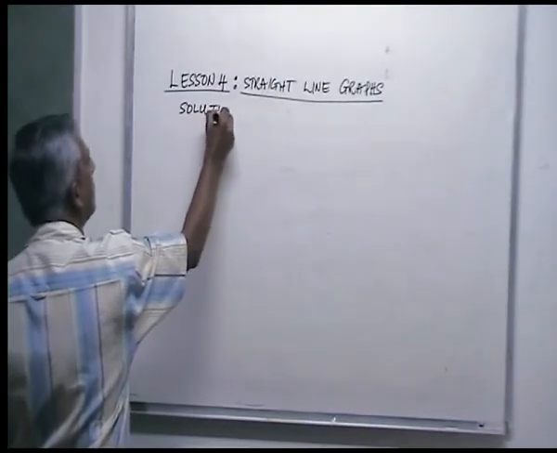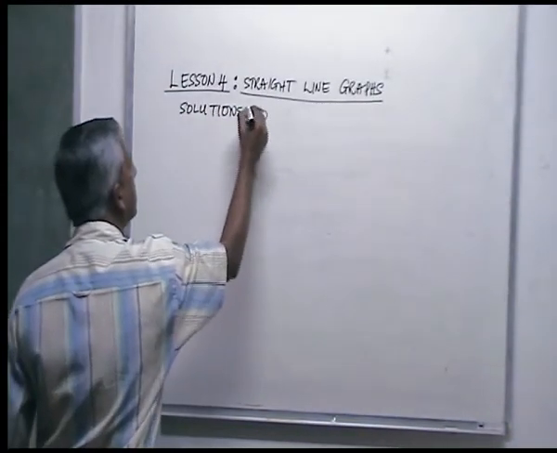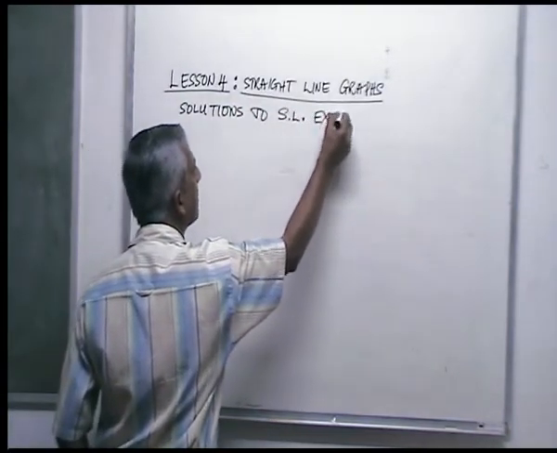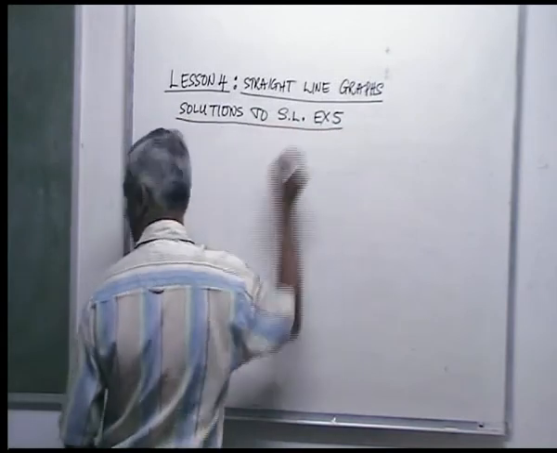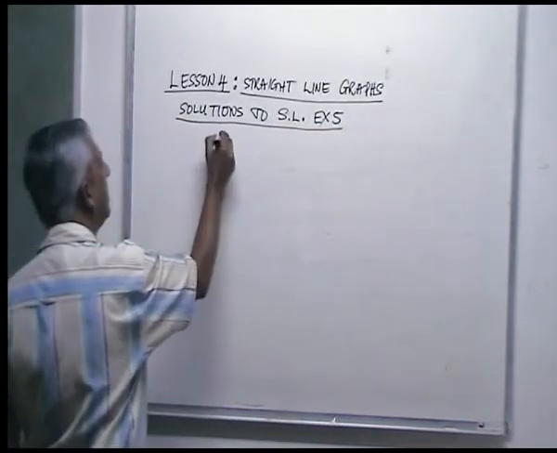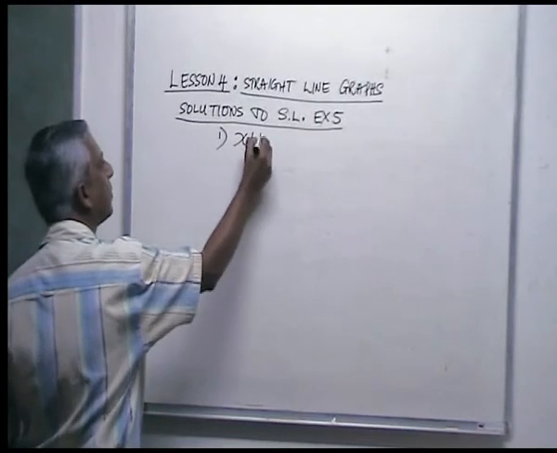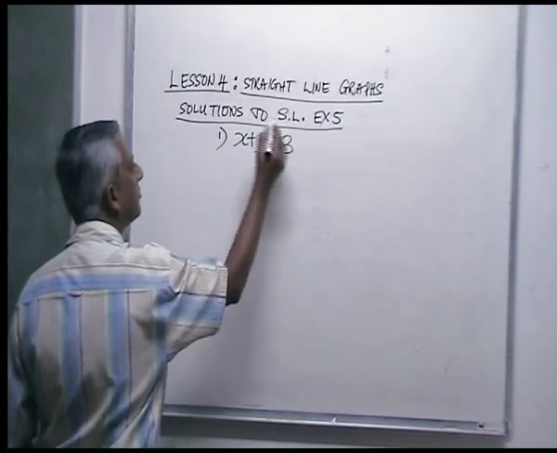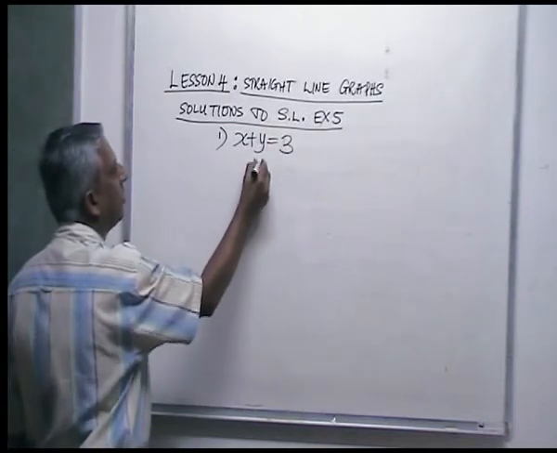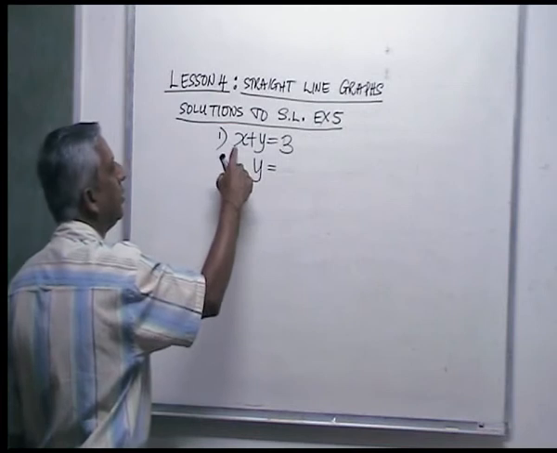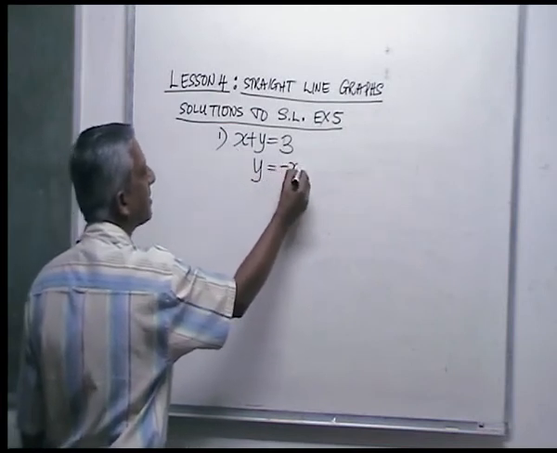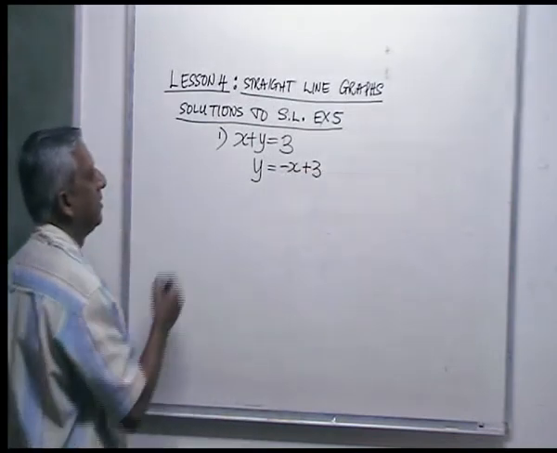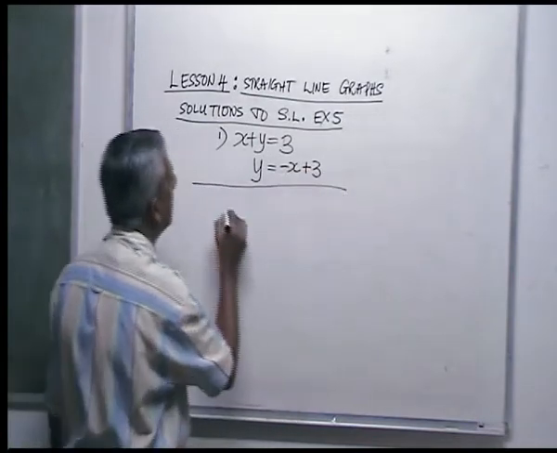So, here are your solutions to straight line graphs, exercise 5. Number 1 was x plus y is equal to 3. No problem, you leave the y here, you take the x across, it becomes minus x, and then you just bring down the 3, it is plus 3. That's the end of number 1.